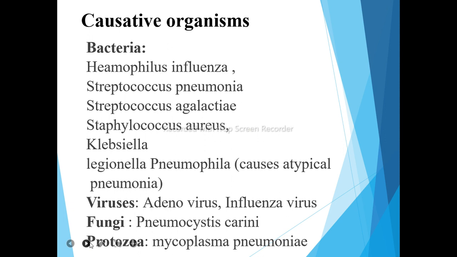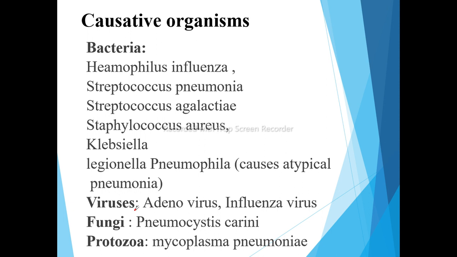So let's try to look at some of the causative organisms that cause pneumonia. Bacteria are the most common cause of pneumonia. Apart from bacteria, we have the viruses, the fungi, and the protozoa. Among the bacteria, we have Haemophilus influenzae, Streptococcus pneumoniae, Streptococcus agalactiae, Staphylococcus aureus, Klebsiella, and Legionella pneumophila.